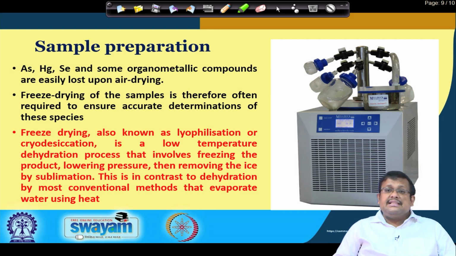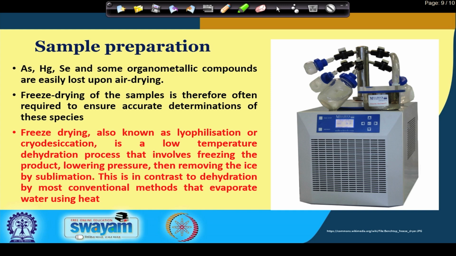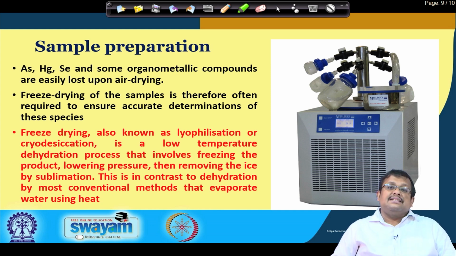So, air drying, while it is known for keeping the original chemical and biological composition intact, certain of these metalloids, organometallic compounds like arsenic, mercury, selenium, are easily lost by air drying also. So, for this we generally go for the freeze drying or lyophilization process. So, freeze drying of the sample is therefore often required to ensure the accurate determination of these species. Now, freeze drying, also known as lyophilization or cryodesiccation, is a low temperature dehydration process.